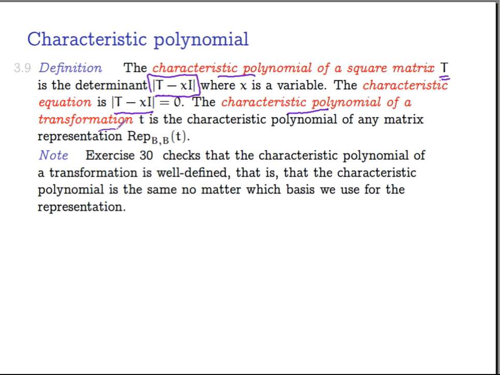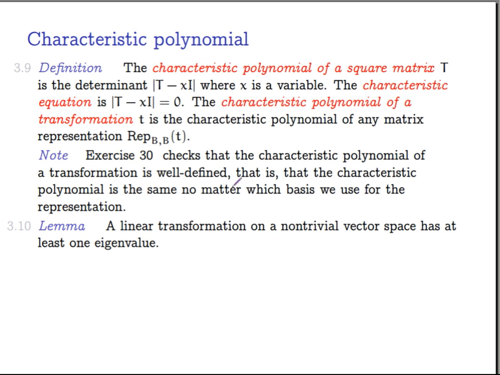Okay. So we can use this to prove a lemma. A linear transformation on a non-trivial vector space has at least one eigenvalue. Okay, so how do we prove that? So any root of the characteristic polynomial is an eigenvalue. Over the complex numbers, any polynomial of degree 1 or greater has a root. Now this doesn't say it has a real eigenvalue, so this eigenvalue could be real or complex.